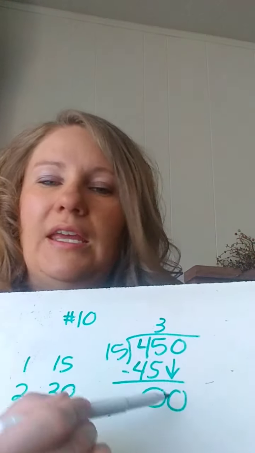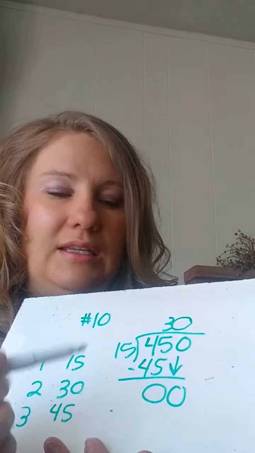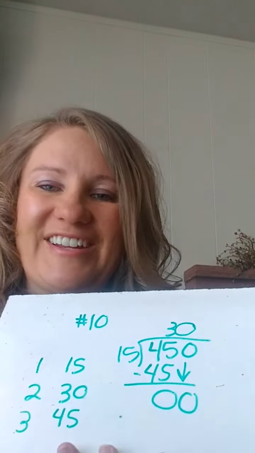So I'll put a 3 above my 5. 3 times 15 is 45. I'll subtract, I get 0. I bring down my 0. 15 can't go into 0, so it's a 0. So my answer is 30. 15 will go into 450 30 times.